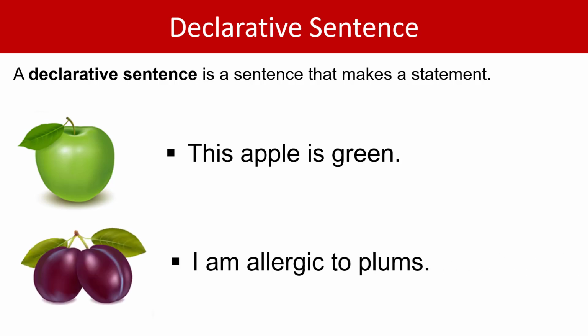I am allergic to plums. That is another declarative sentence. Now, look at how the sentence ends. It ends with a full stop, or a period if you are American. This is a good telltale sign for a declarative sentence. We will talk about some other telltale signs later.